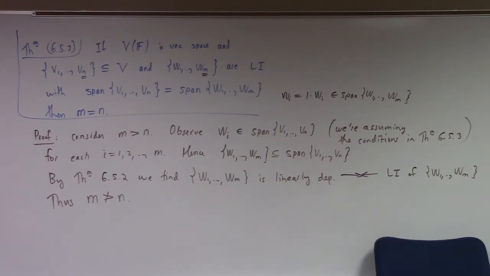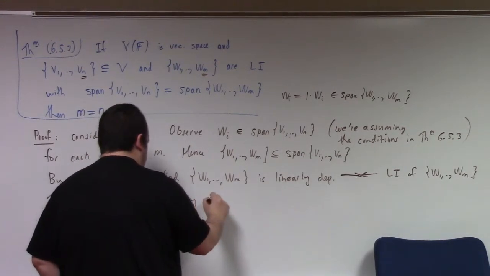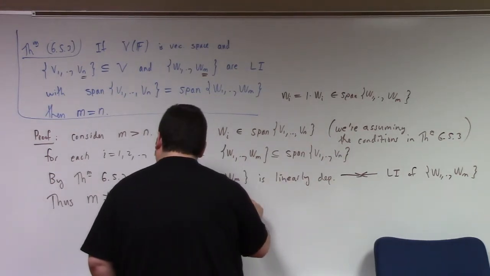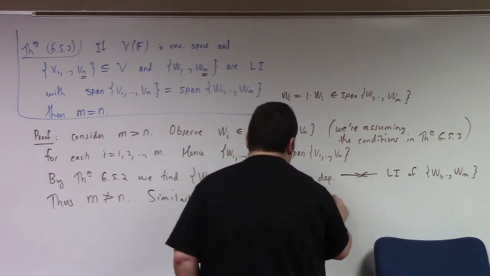And you can give the same argument with the roles of m and n reversed, right? We can just as well look at v sub i being in the span of the w's, and then produce an argument which says that the set containing the v's is linearly dependent, which would deny the possibility that n is greater than m. So what's left? Similarly, show m is not less than n, right? So apparently m equals n.